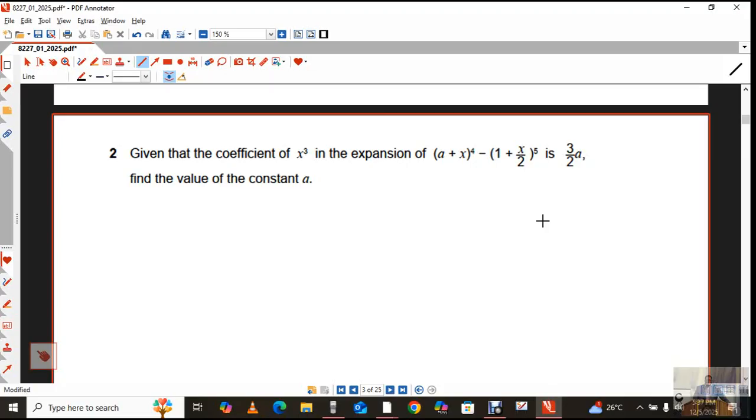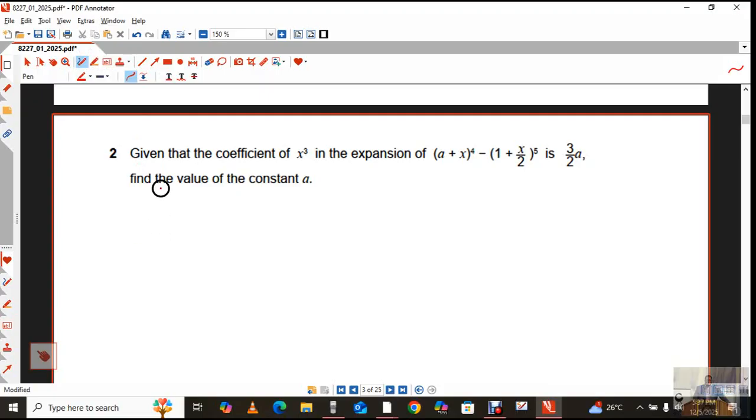It's totally up to you how you want to go about solving this question: given the coefficient of x cubed in the expansion of (a + x)^4 (1 + x/2)^5, they say that coefficient is 3/2 of a. And we were supposed to find the constant a.